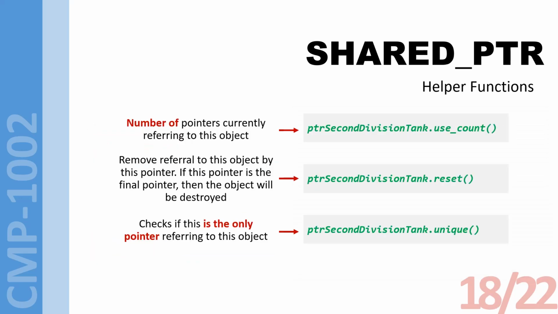And that is, as you might be imagining, a super powerful thing. So we have a couple of helper functions in the shared pointer. With the use_count function, we can get how many pointers are currently referring to any particular object wrapped by a shared pointer.